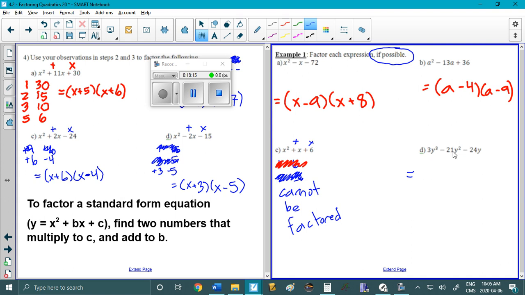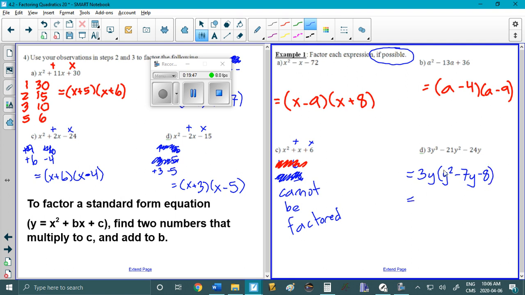3, okay, 3 divides into everything. Y cubed, y squared, y, every term has a y as well. Okay, so we take out a common factor first. Now, we do 3y cubed divided by 3y. I'm going to get y squared. Negative 21 divided by 3 is minus 7. Y squared divided by y is y. Negative 24 divided by 3 is negative 8. And y divided by y cancels. So we've common factored it.